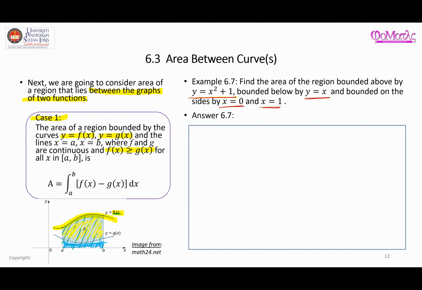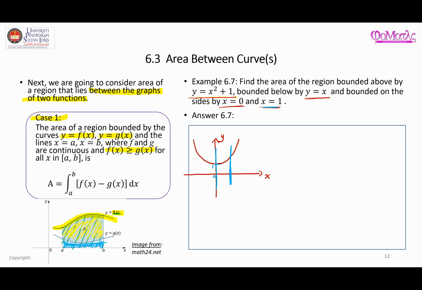First, let us sketch the area of the region. This is the x-axis and y-axis. If you have y = x squared plus 1, the graph looks like this, and this point is 1. Next, the boundary x = 0 is here, and then we have x = 1.